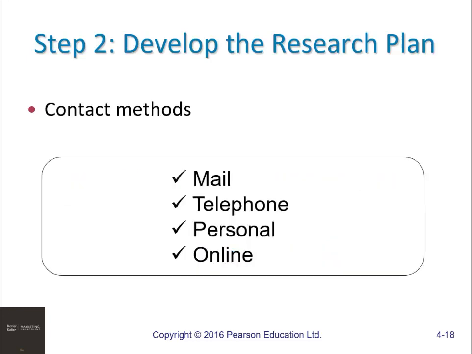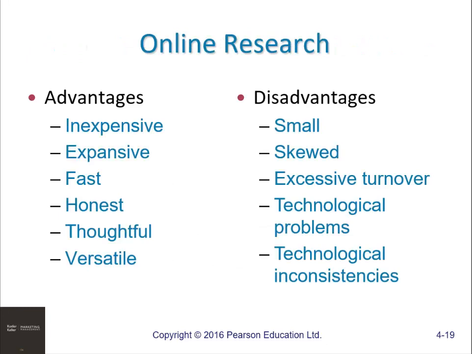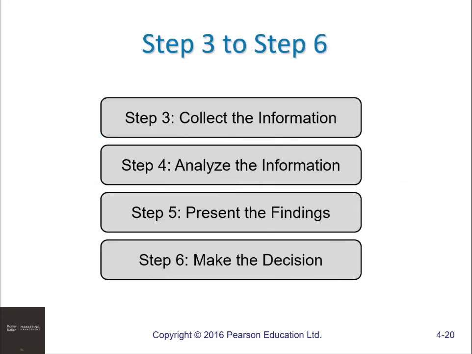Step 2: Develop the research plan. Contact methods for conducting research include mail, telephone, personal contacts, and online. As popular as online research methods are, smart companies use them to augment rather than replace more traditional methods. Like any method, online research has its pros and cons. The data collection phase of marketing research is generally the most expensive and error-prone.